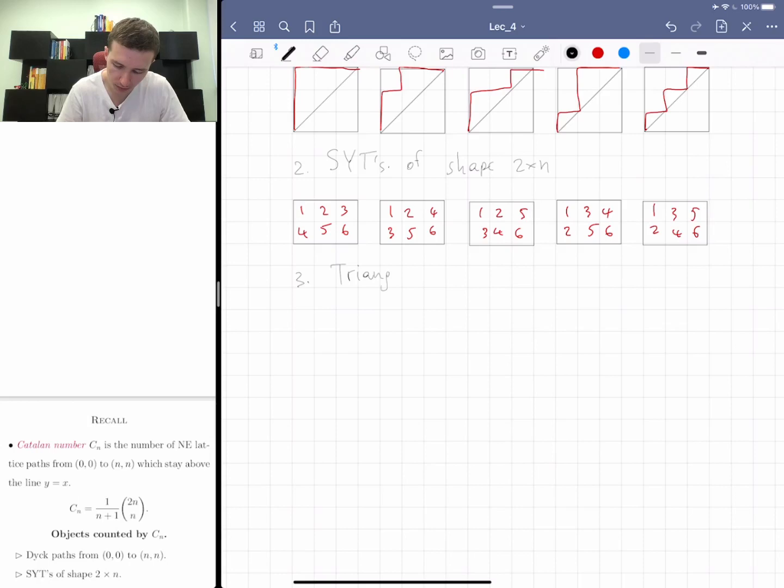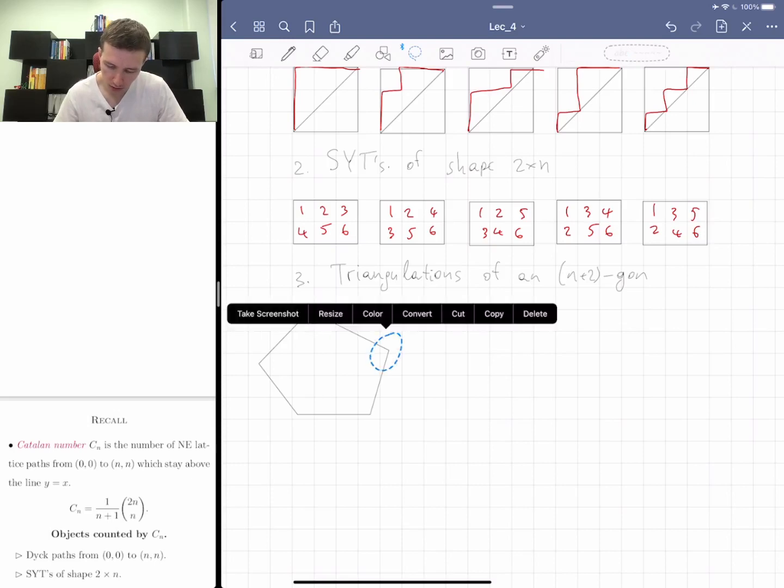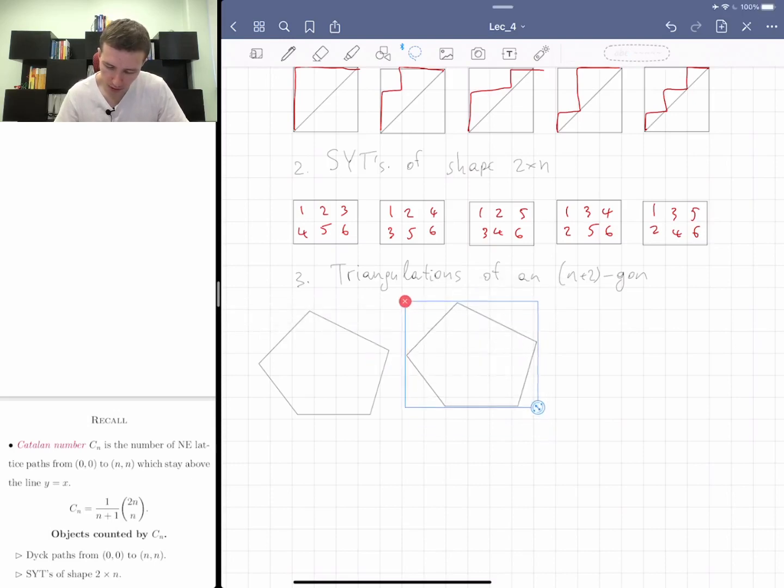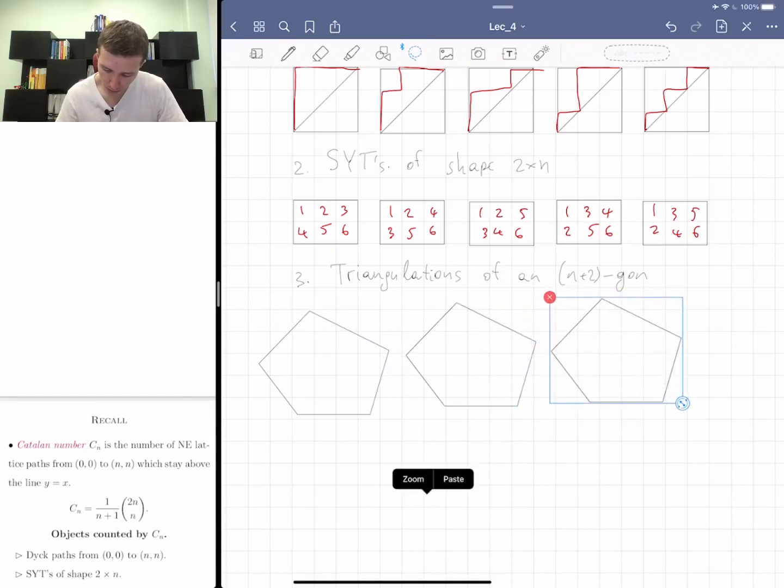triangulations of an n plus 2 gon, which is exactly what you think it is. You draw, let's say, a regular or arbitrary polygon. If n equals 3, then I have to draw a pentagon, and then you want to subdivide it into triangles.